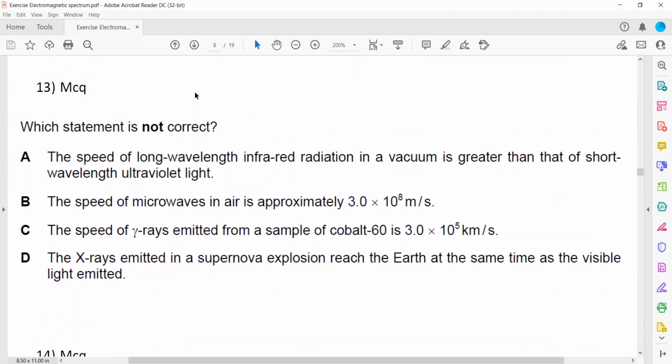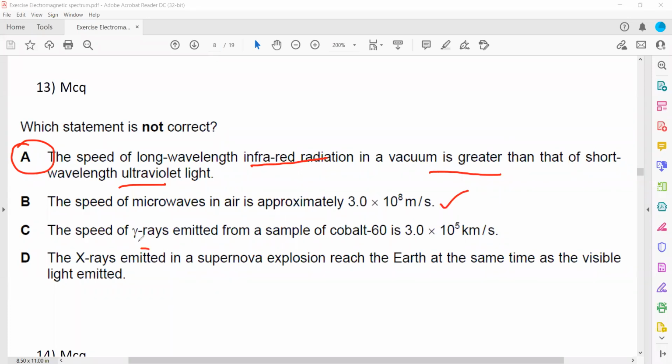Which statement is not correct? So when we check question 13, the speed of a longer wavelength infrared radiation in vacuum is greater than shorter wavelength. That is not correct, because they all have the same speed. The speed of a microwave in air is about 3 exponent 8. That's true.